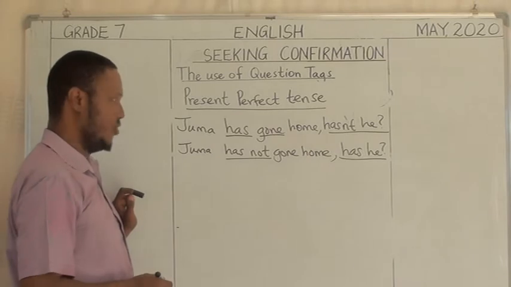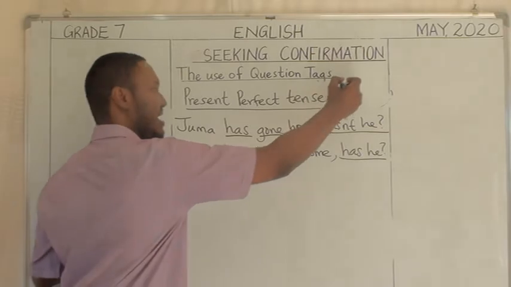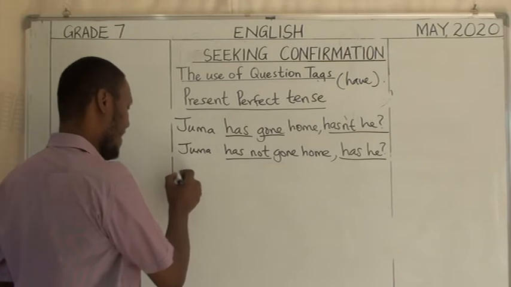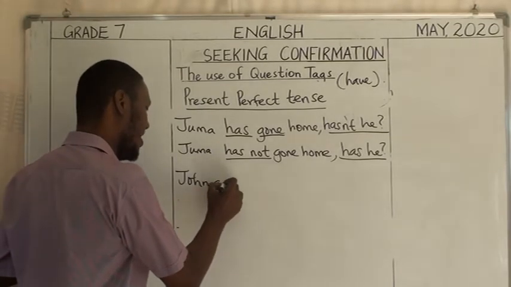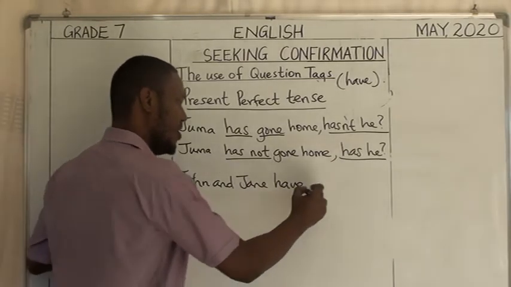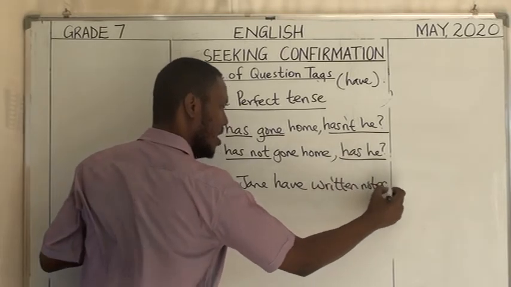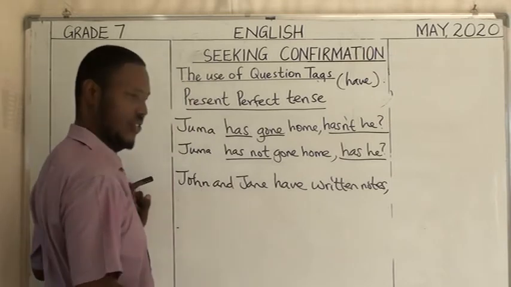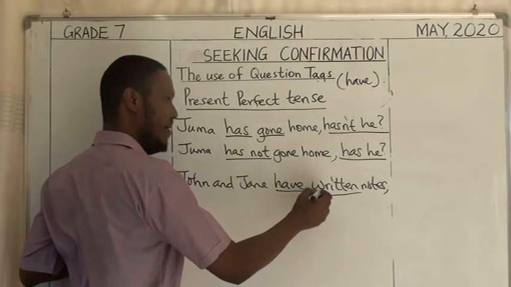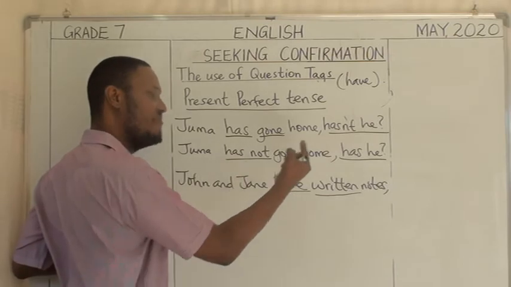Another helping verb used in the present perfect tense is have. You can say John and Jane have written notes. This is a helping verb used with this main verb, which is in the past participle form of write. John and Jane have written notes.